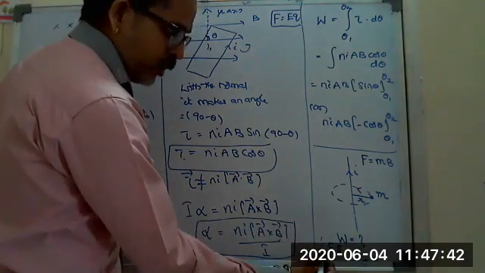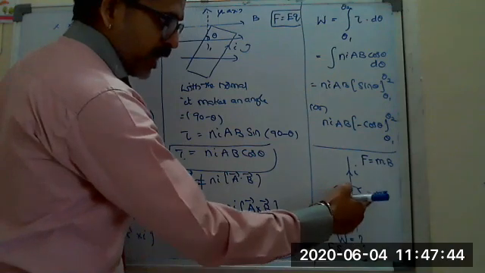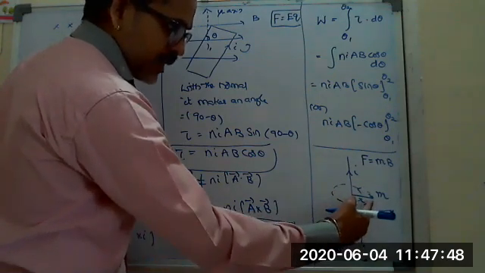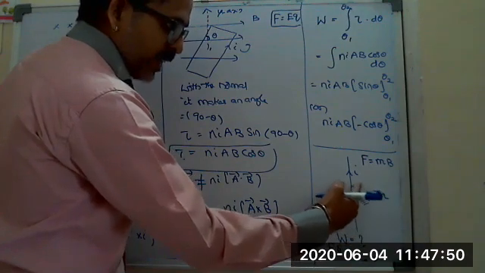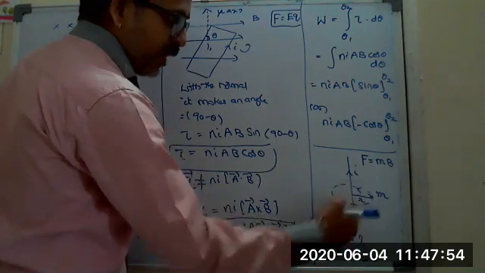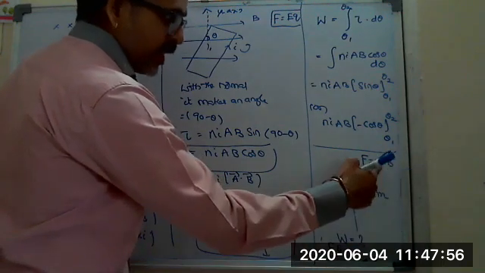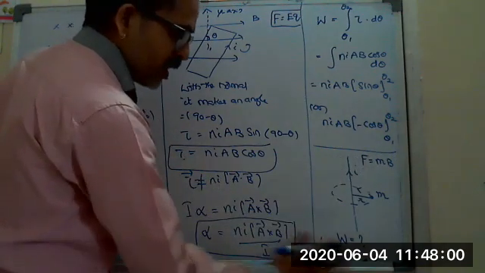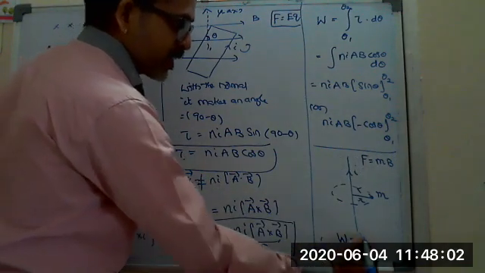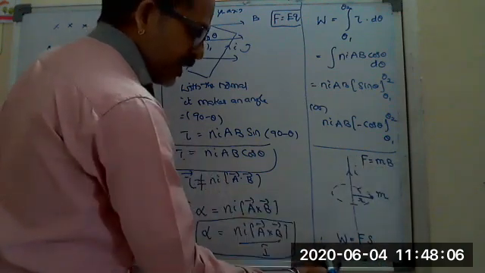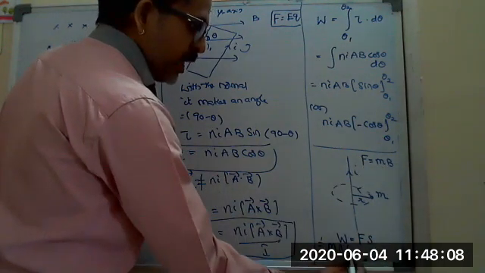And here, no need to integrate. Why? Because along the path of a circle of this much radius, the magnetic field at any point will be the same. Magnetic field is the same means B is constant, M is constant, hence force is constant. If force is constant, no need to go to integration. Straight away you can write F into S. F is M into B into S.